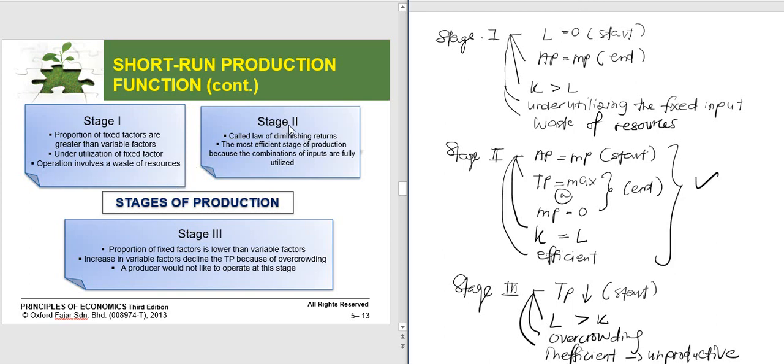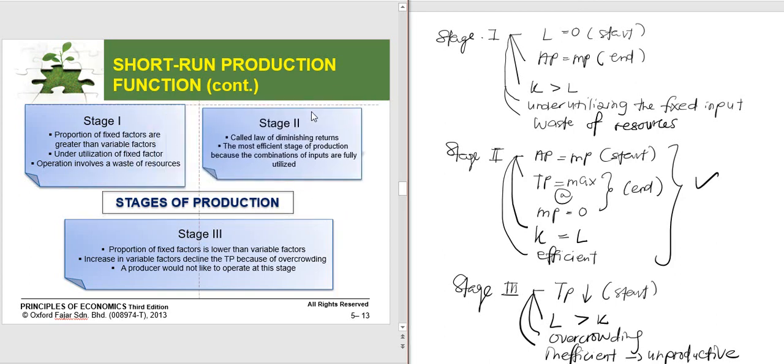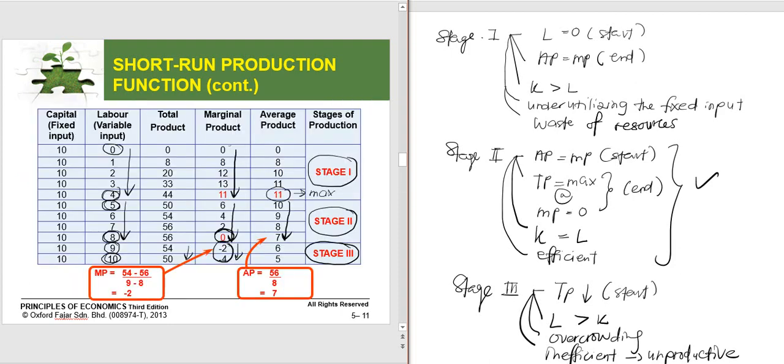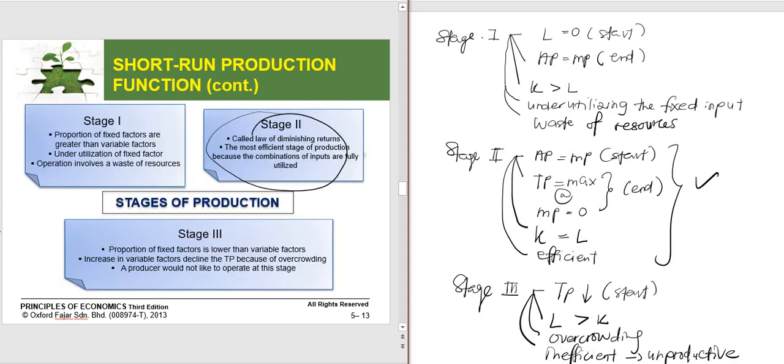So the producer will usually choose stage 2 for their production. If you look at this schedule, stage 2 is from 5 labor to 8 labors. So the producers have the option of hiring a range of 5 to 8 labors only, not less, not more, so that the producer can achieve stage 2 in the production, which is the efficient level of production.